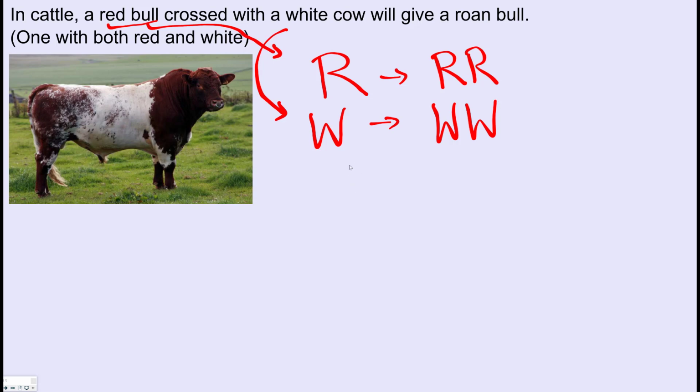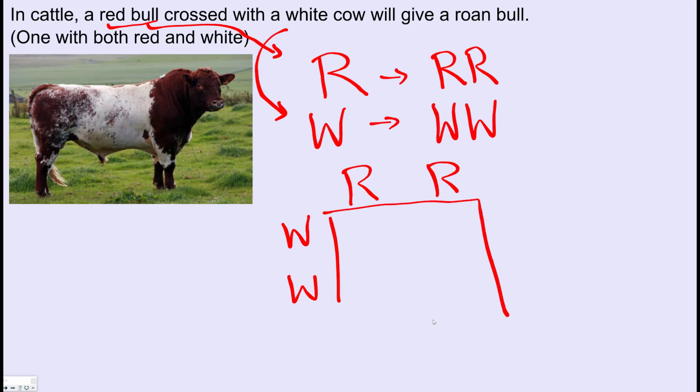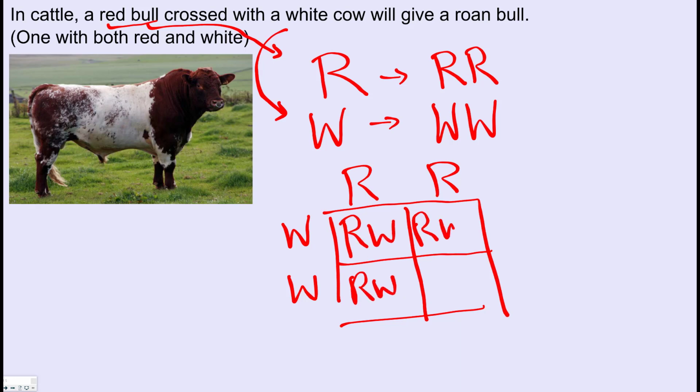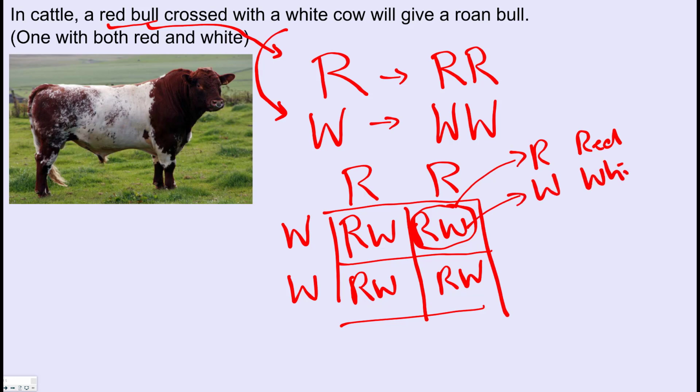So when you set this up, you have your 2 alleles RR up here, and your 2 alleles WW down here, and you complete your Punnett square, and you're going to see that you have 4 of the same kind: RW, RW, RW, and RW. What the RW represents is that it's codominant. That means the red one, which is your R, will also express along with the white one, which is your W. And the effect of having both red and white is not a blended version. That's not codominant. You actually get both of them expressed.